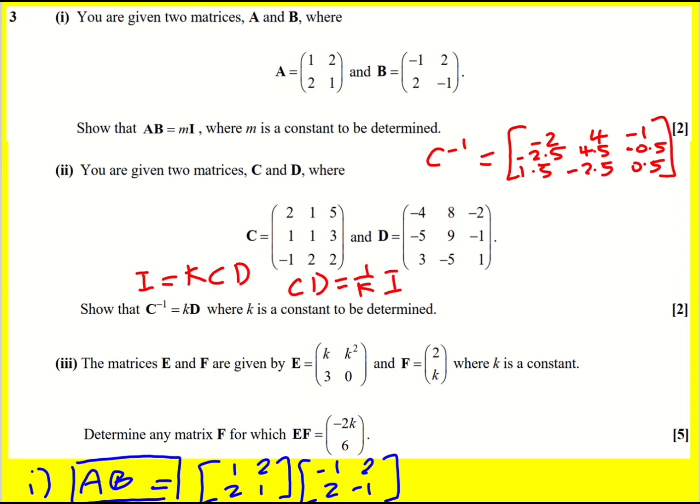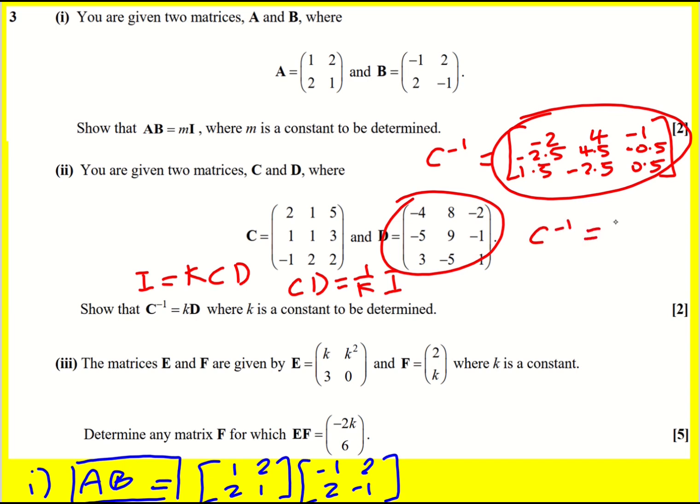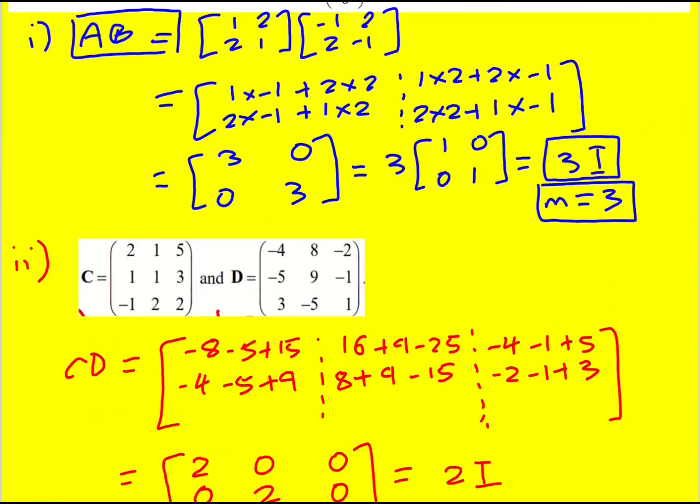So then we can see that if I compare them, then the inverse of C, I just need to times the inverse by 2 to get to D. So I need to halve D to get to C. And that would also get us K is equal to a half. Finally, part 3.